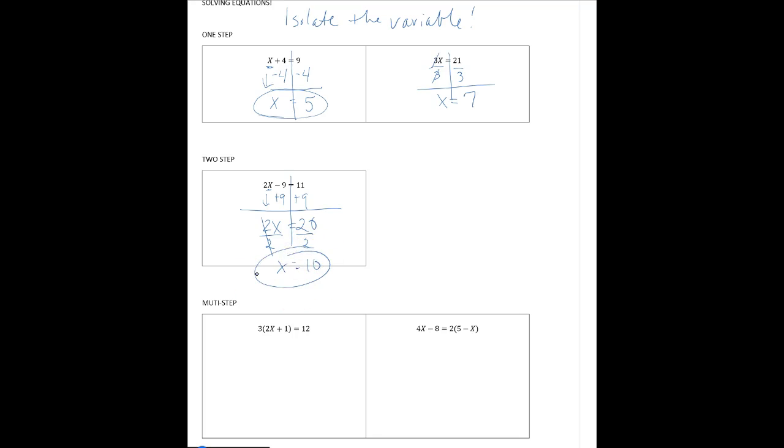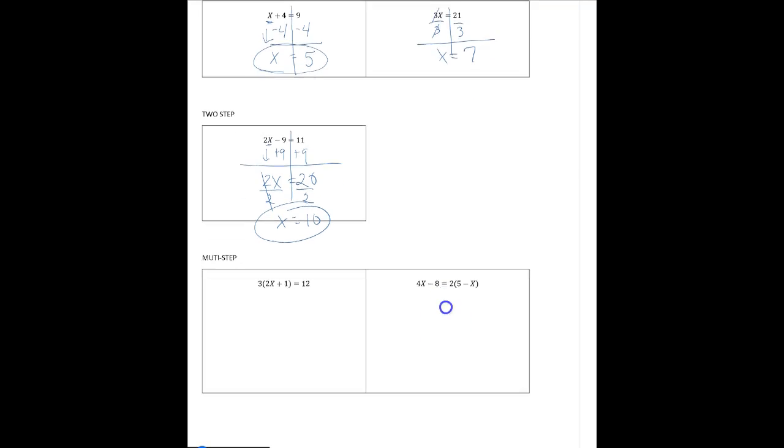All right, so now we kick it up even another notch here, and we look at, let me scroll up a little, a multi-step equation, okay? So for a multi-step, it just means several things might be needed.